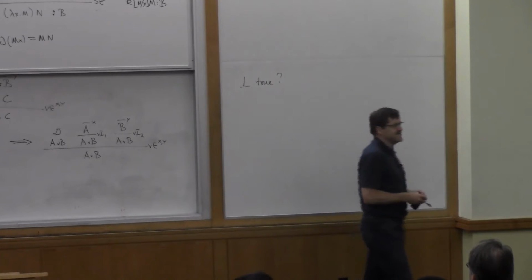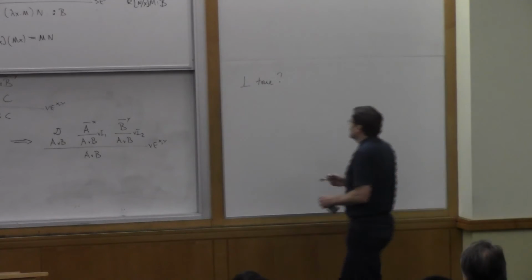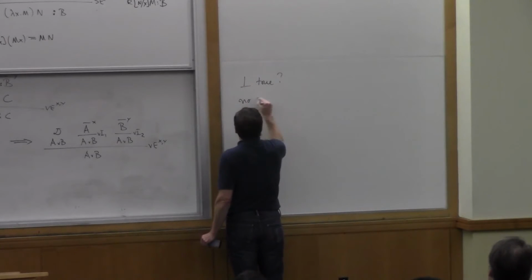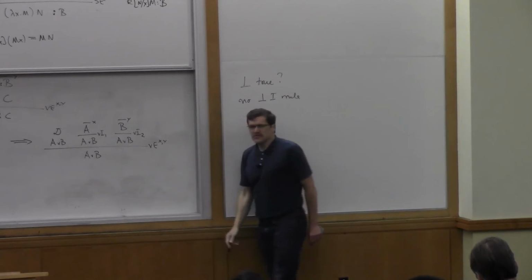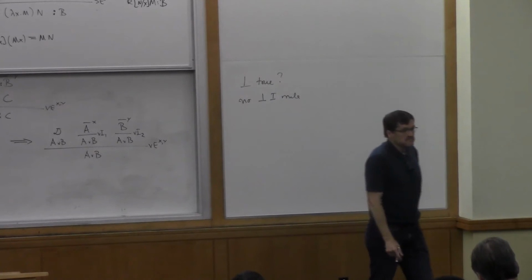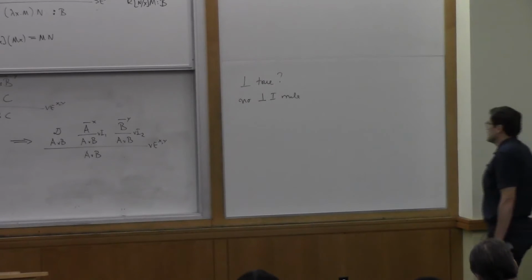I stacked the deck here in my favor. Okay, never. What does it mean it's never true? What it means is there is no introduction rule. We couldn't possibly introduce a proof of falsehood, because there isn't one. There isn't supposed to be one. So there's no introduction rule. All right, so that was easy.